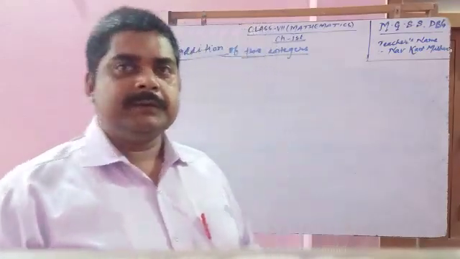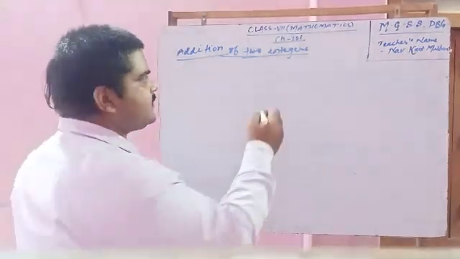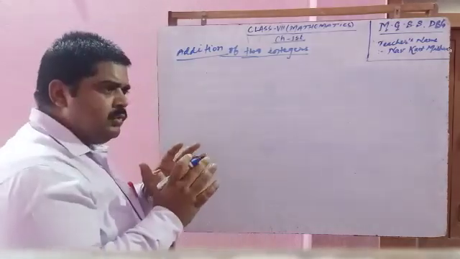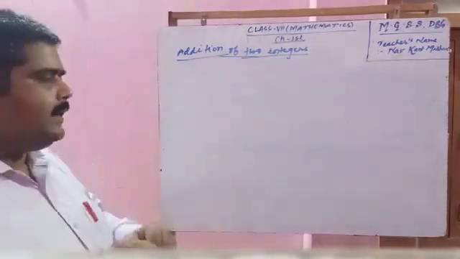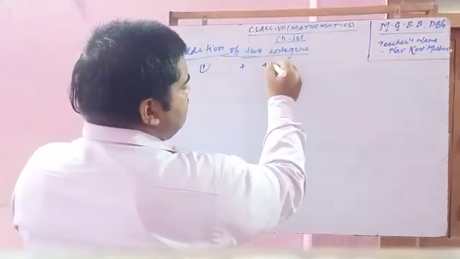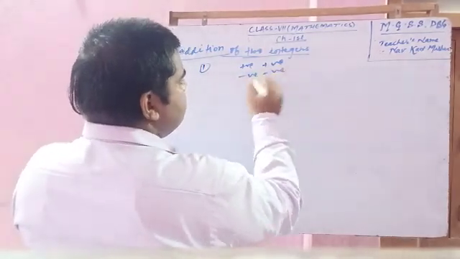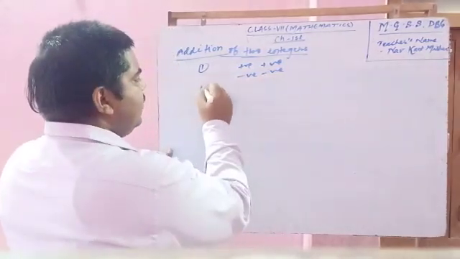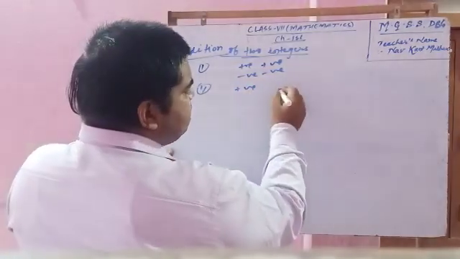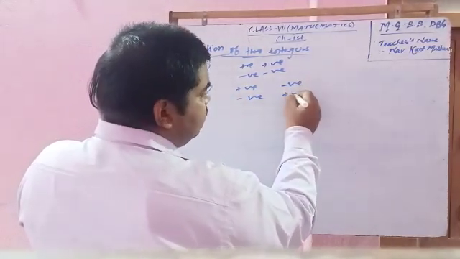Hello students. Now, addition of two integers. My dear students, addition of two integers you have to do in two cases. First one is when both have the same sign, either both positive or both negative. This is the first case. And second case, if both are opposite, one is positive and another is negative, or one is negative and another is positive.